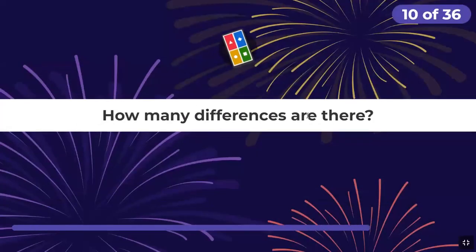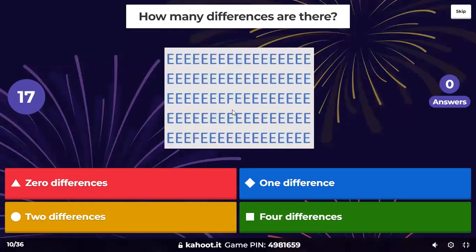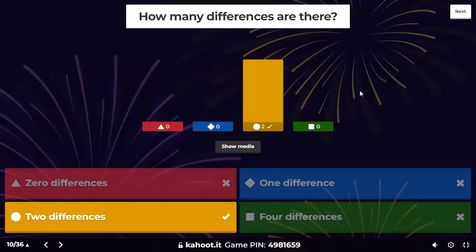Okay, now, how many differences are there? We have here a picture. How many differences can you spot? 0 differences, 1 difference, 2 differences, 4 differences. Oh my God, only 2 students have answered this question. I'm giving you 20 seconds. Normally you should have answered it quickly. Here it depends on your ability to scan. Only 2, I saw in the last line and in the middle. Those who have answered this are good at scanning.